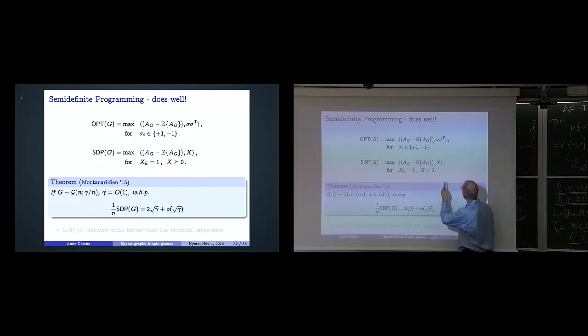Okay, now you observe that all your variables are sitting in this matrix X, and what the matrix X should satisfy is that its diagonal terms are all one, because they are exactly sigma i squared.